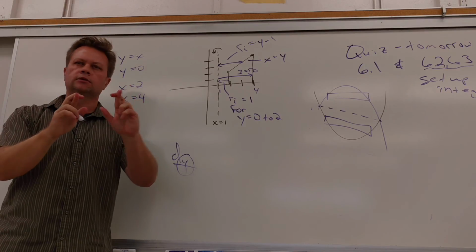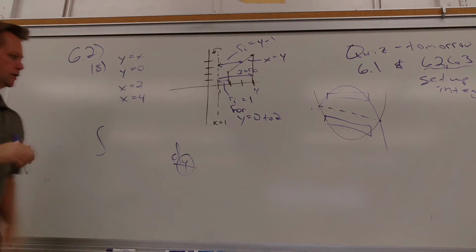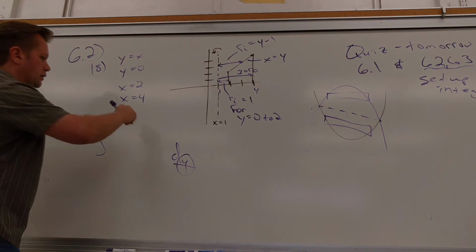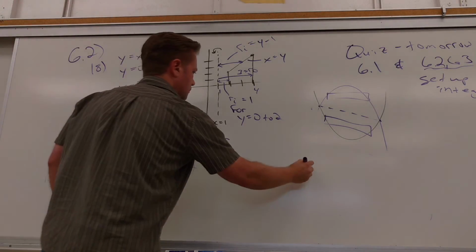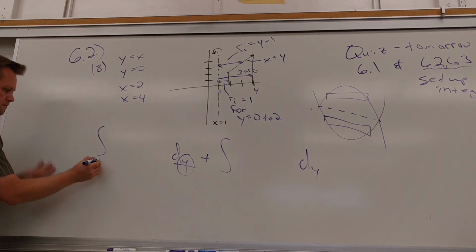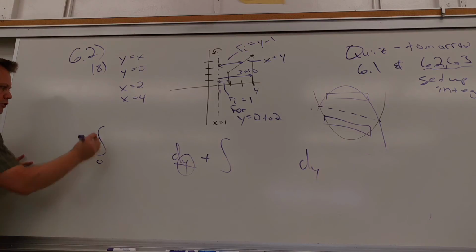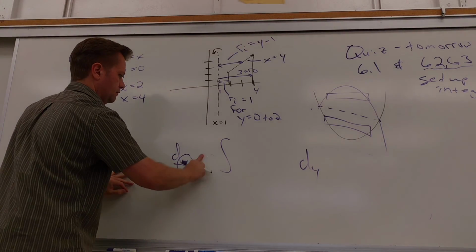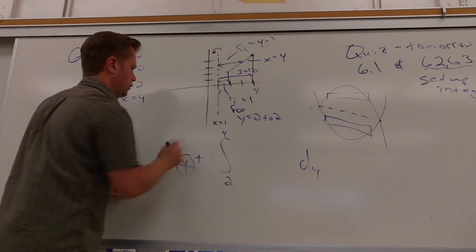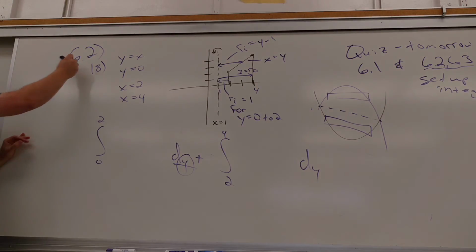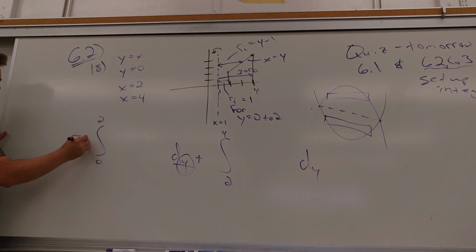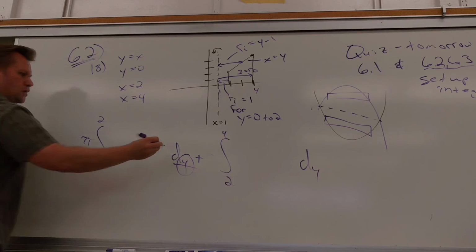All right. So I need 2 integrals. One integral is going to be from 0 to 2. The other one's going to be from 2 to 4. And I'm using what method? Disk. So what am I going to put out front? Pi. Good, because it's pi r squared.